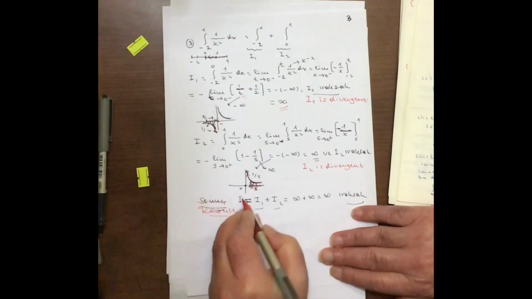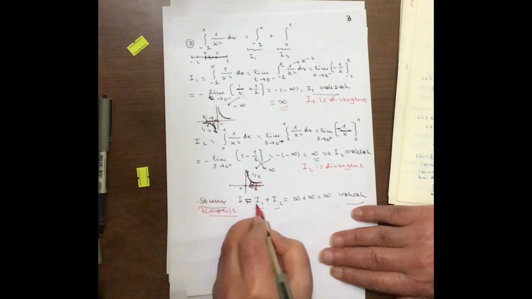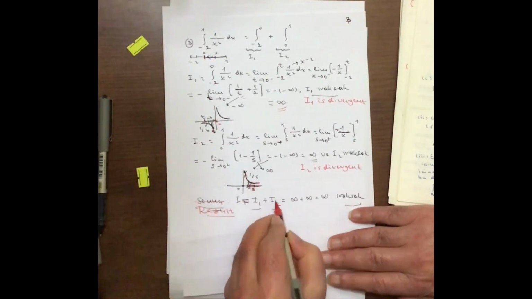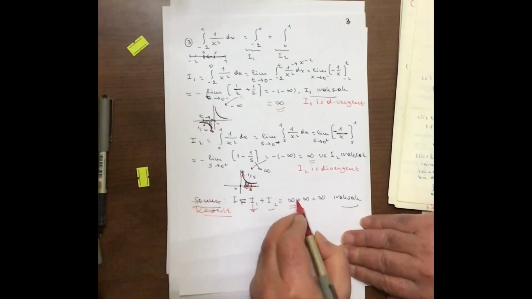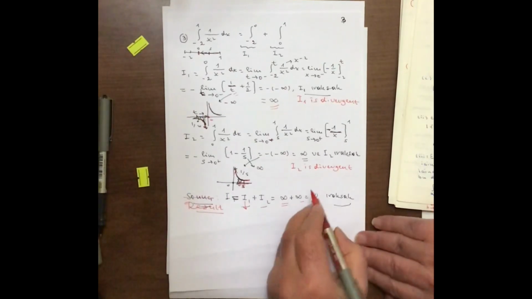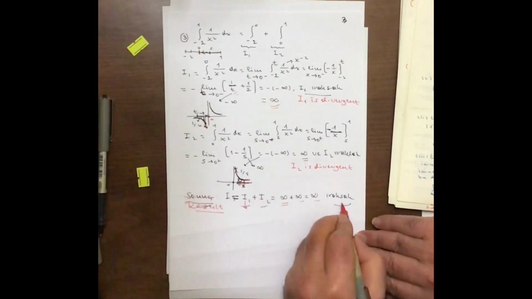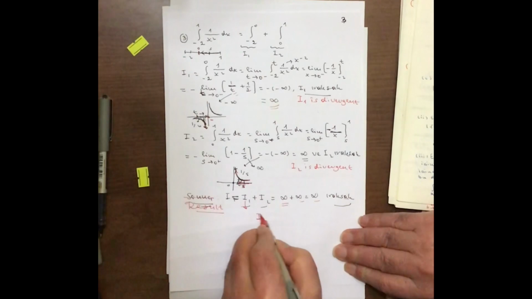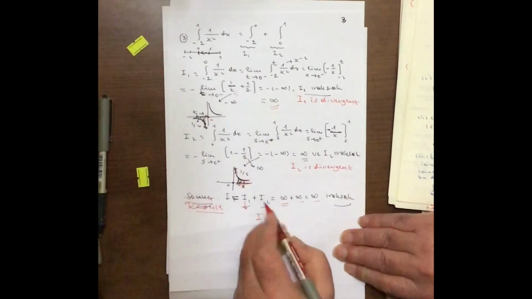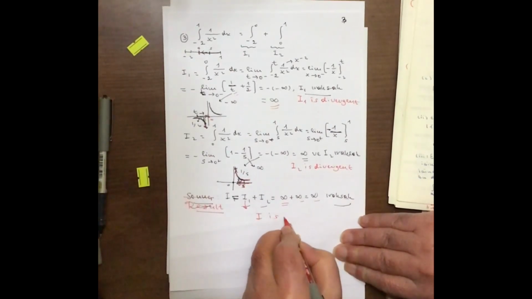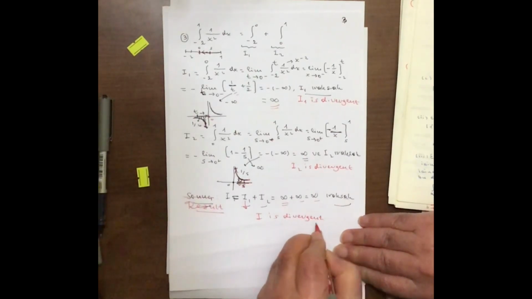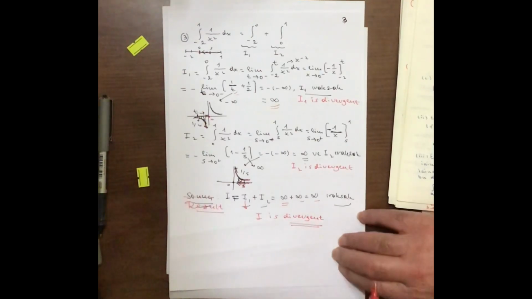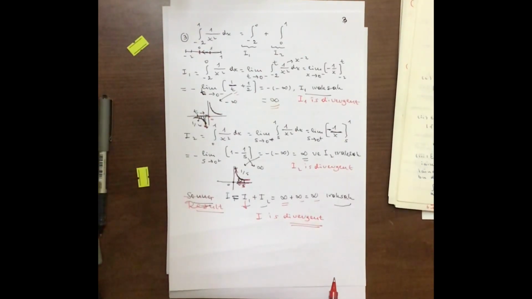Okay, and so we can write the result. The given integral has two parts, I1 plus I2. I1 is infinity, I2 also is infinity, infinity plus infinity is infinity, and so the given integral, our main integral, is divergent. Okay. Now I think that's all.